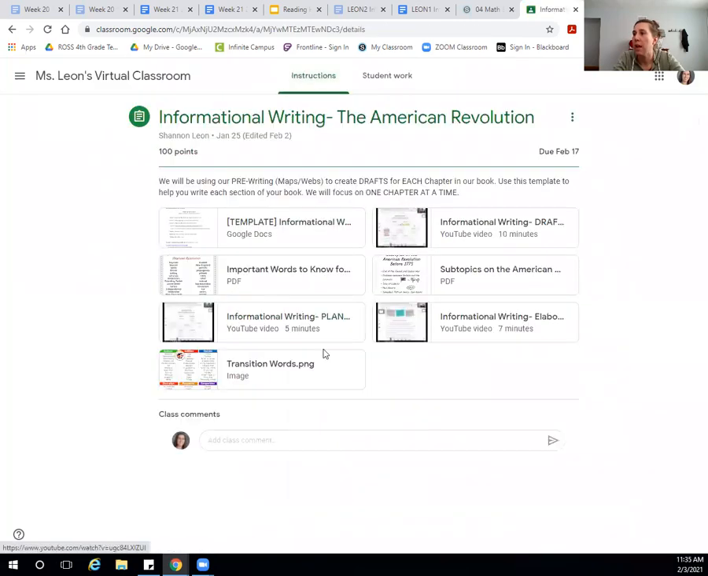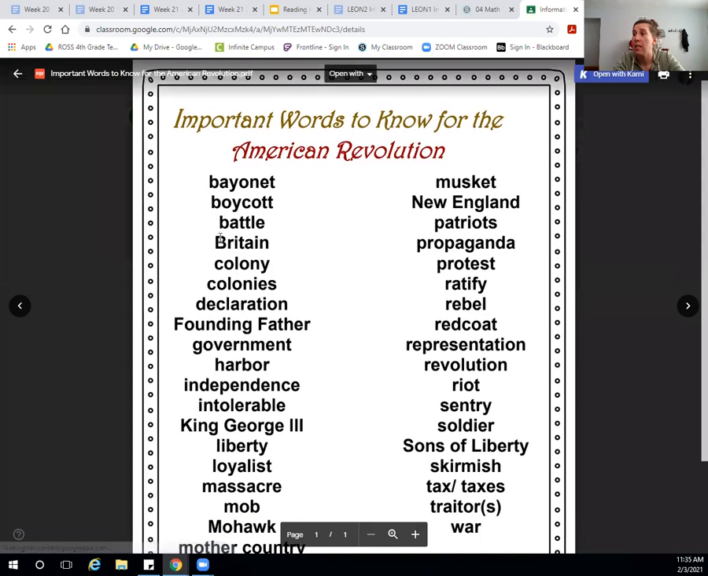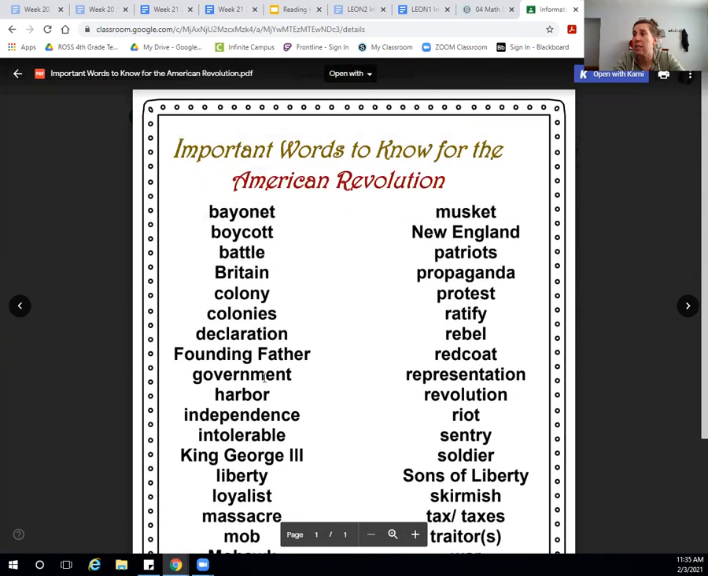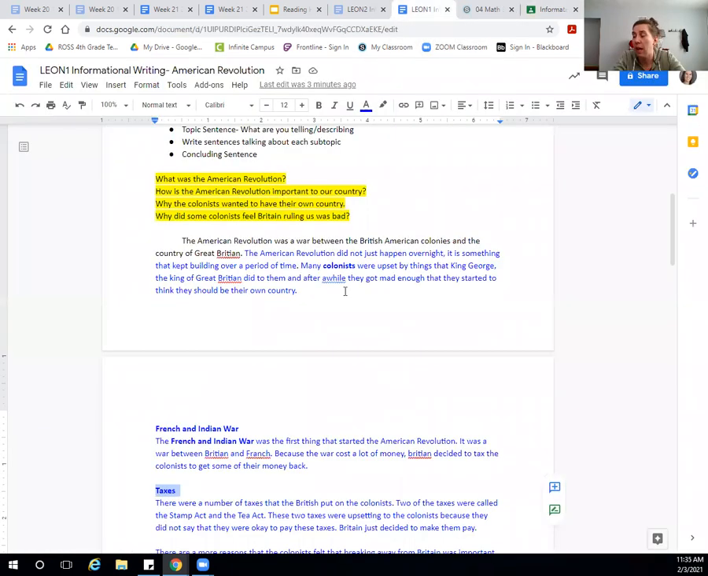In these attachments, I have the important words to know. That's the PDF. I'm uploading that and I'm just looking. I see colony, colonies. I'm going to think that colonists is important. I can look at this. This is supposed to help me, so that way I know what words could or maybe should be bolded. So I highlighted that, or not highlighted, but I bolded that.